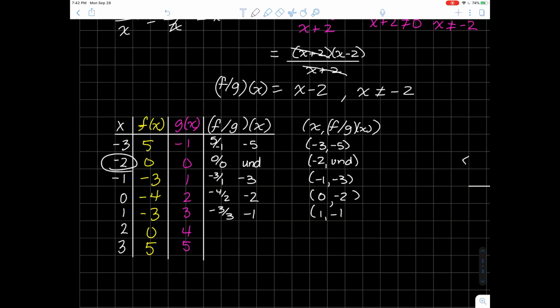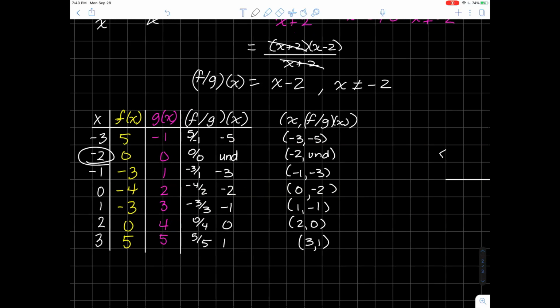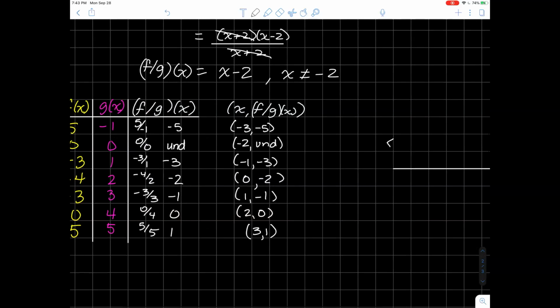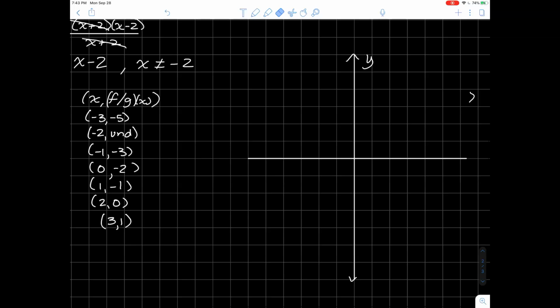So 1, negative 1. 2, 0. 3, 1. So those are our points for our f divided by g of x, or our f of x divided by our g of x. So let's graph those points.